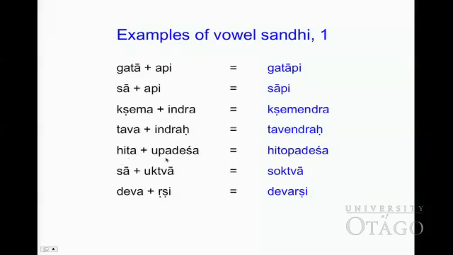Hita plus Upadesha, A plus U will be O, so we'll change to Hitopadesha. Sa Uktva, A plus U will be O, so we'll change to Soktva. Deva plus Rishi, A plus Ri, so we'll change to Ar, will be Devarshi. This is rule number 1.